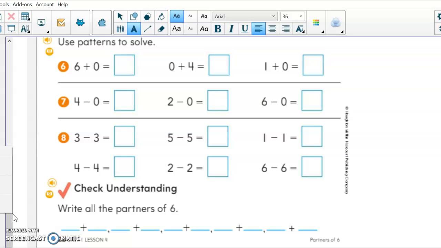Now you might want to take a break because you just got done doing a lot with your workbook, but after that, give workbook 1.4 a shot, and we will talk about those answers tomorrow.